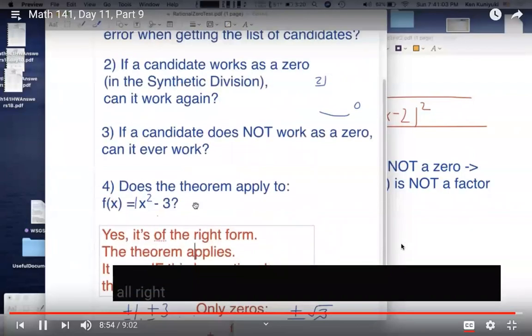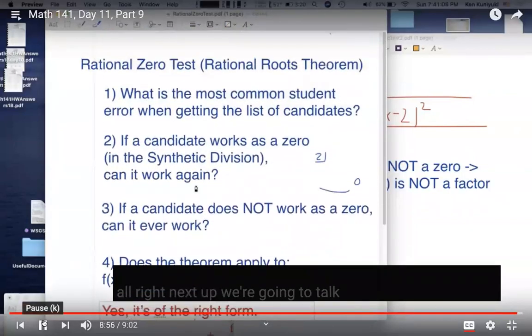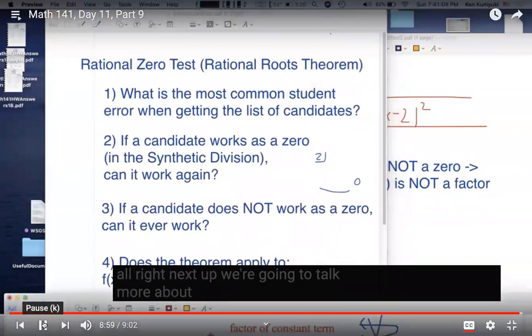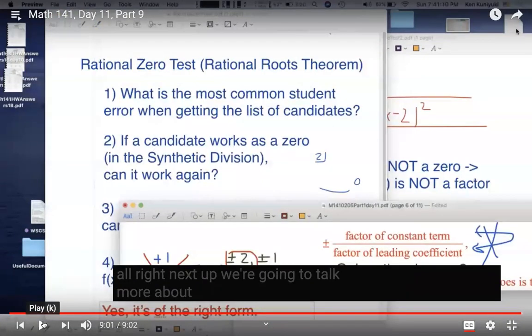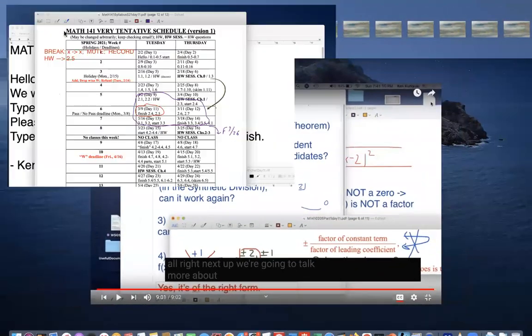All right. Next up, we're going to talk more about factoring. So you're going to be a smart aleck with your old algebra teacher. But first, we're going to take a well-deserved break.